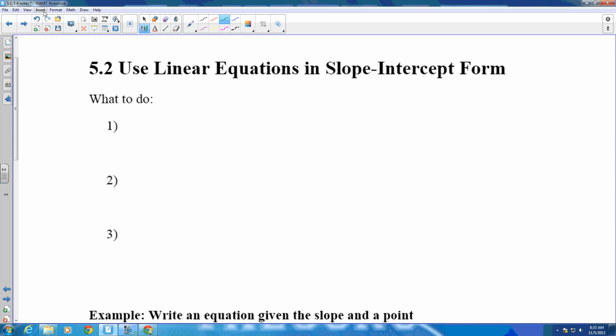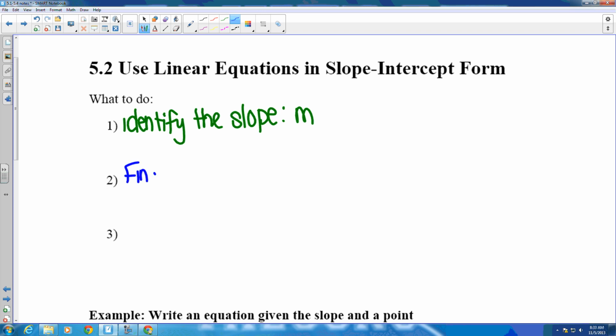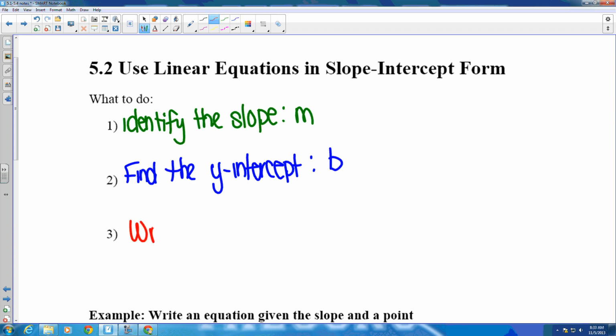We're now studying section 5.2 using linear equations in slope-intercept form. There's a couple of steps that we need to work on. The first step is to identify the slope, which is when you're working in slope-intercept form, that is your m value. Next thing you need to do is find the y-intercept, which in slope-intercept form is the b. And then write your equation, which is y equals mx plus b. Okay, so it's very similar to what we were doing in the last section.